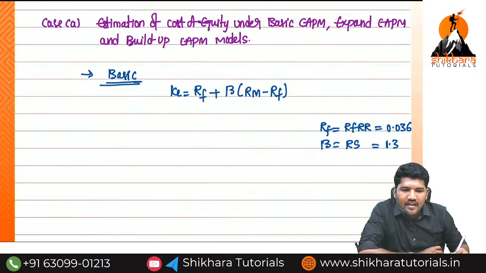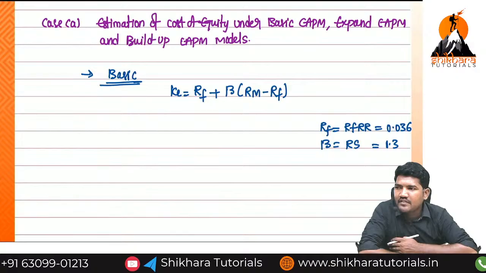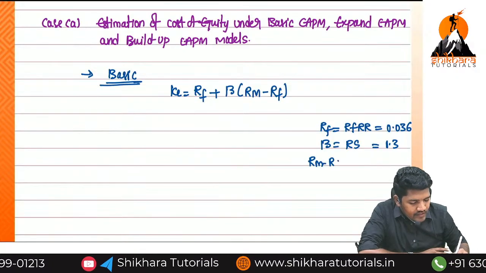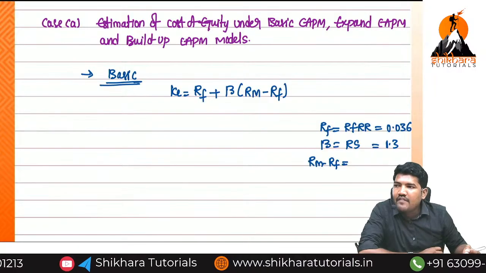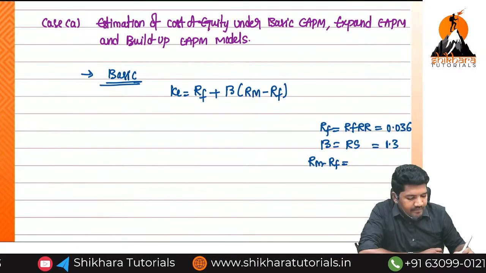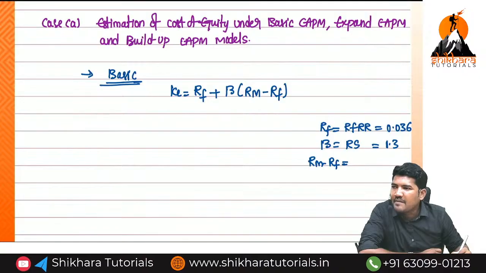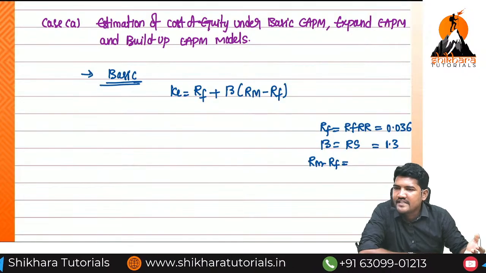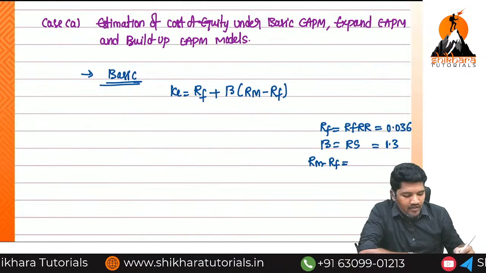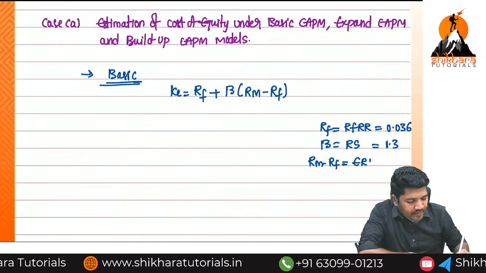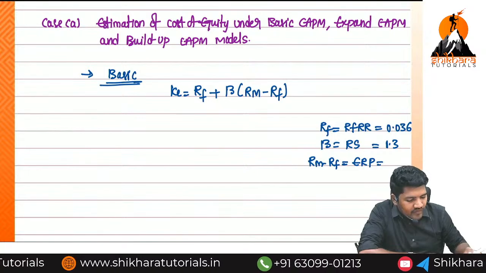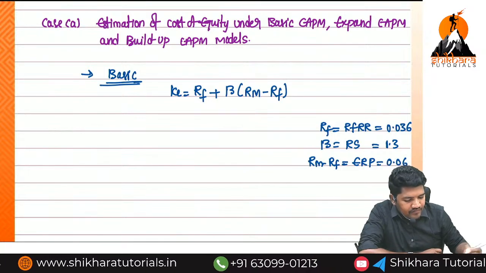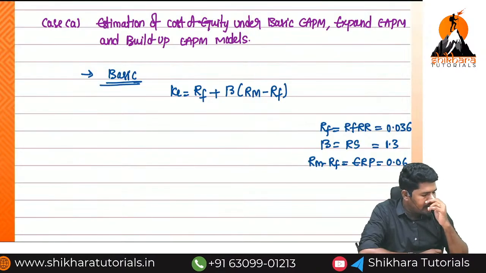Is RM there, or directly RM minus RF? RM minus RF is there. RM minus RF equals equity risk premium or market risk premium or market equity risk premium. Guys, clear? It's just an alternative name. Equity risk premium, how much, guys? 0.06. Now substitute in the equation, you will get an answer.